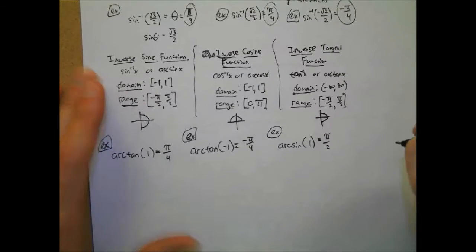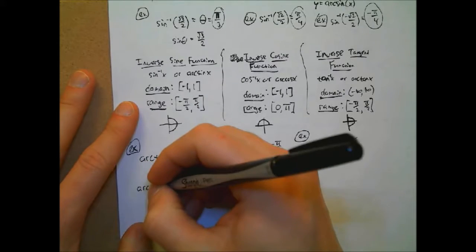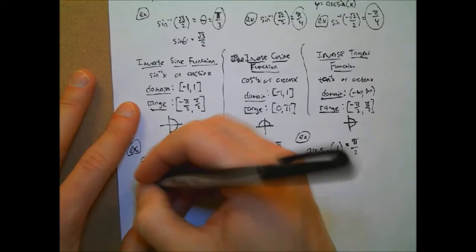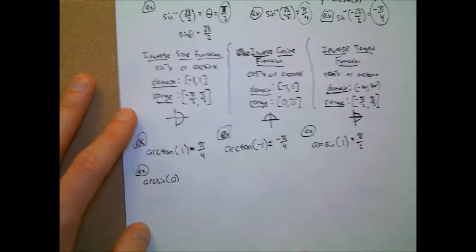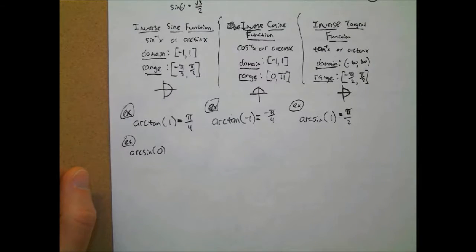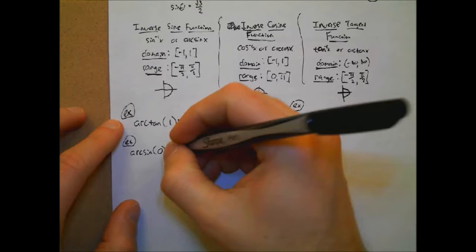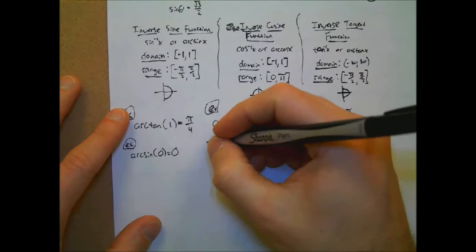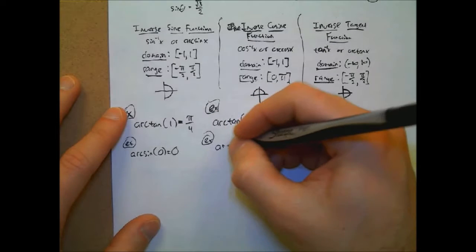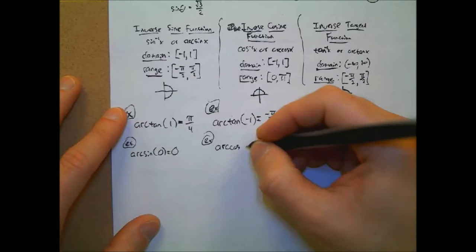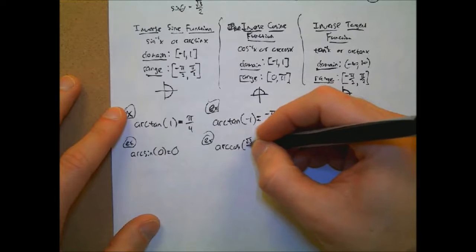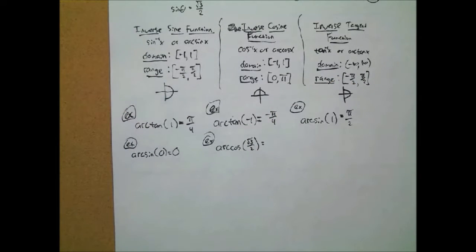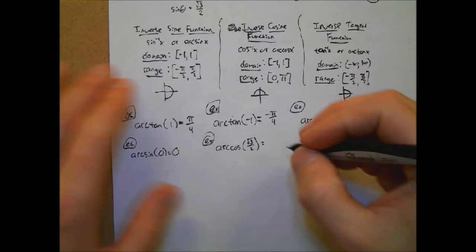What about arcsine of 0? Or in other words, sine of what gives us 0? 0, right? Let's do some cosines. I haven't done any cosines. Let's do arc cosine of, I don't know, root 3 over 2. So cosine of what gives us root 3 over 2? Pi over 6.